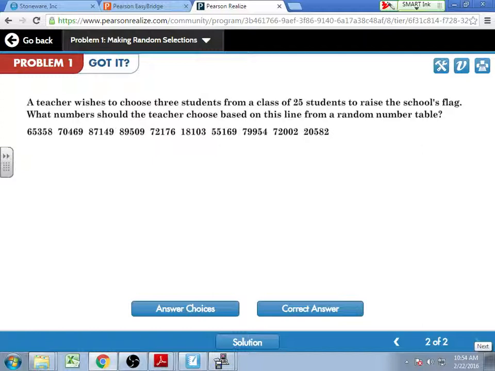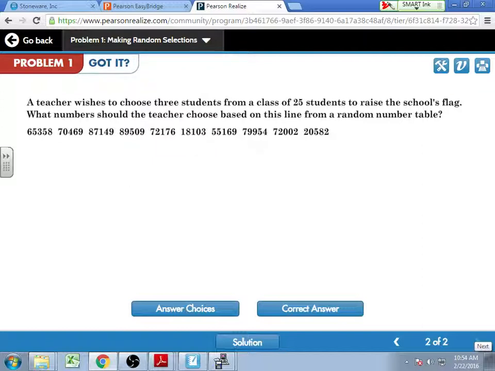Are these random numbers? Yeah, those are randomly generated. So is this question basically asking how would you do it? Yeah, what numbers would you choose? What numbers get chosen in this situation? If you use that random list, what numbers get chosen?